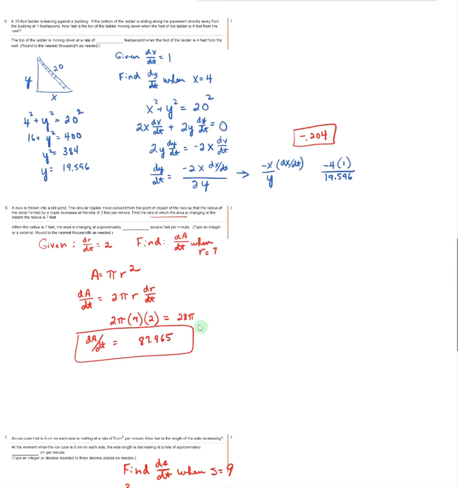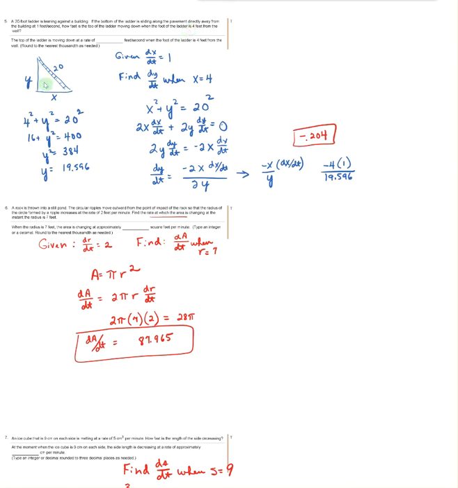Number 5 is a ladder problem. A 20-foot ladder is leaning against a building. Great picture, right? If the bottom of the ladder is sliding along the pavement directly away from the building at 1 foot per second, how fast is the top of the ladder moving down when the foot of the ladder is 4 feet from the wall?